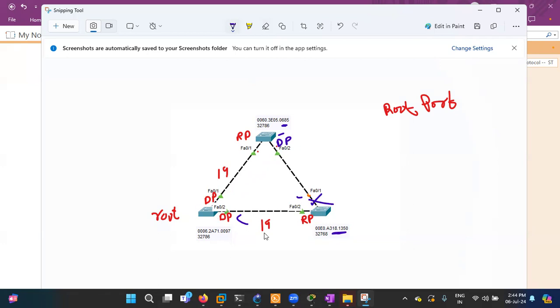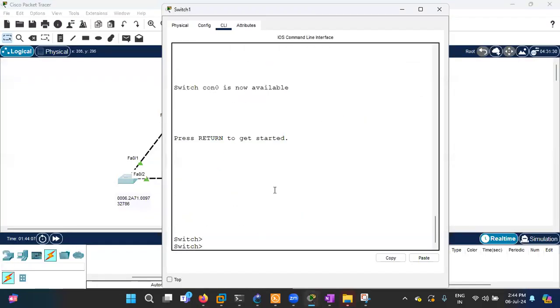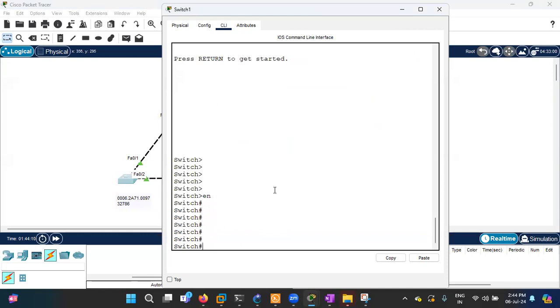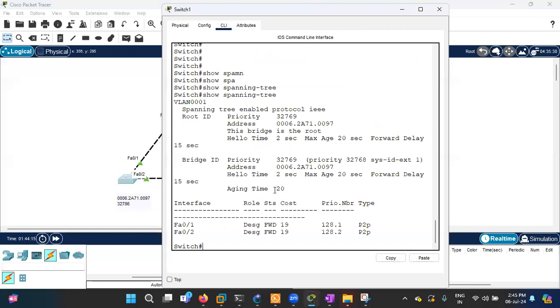Start with the root switch. Log in to the root switch. This is the root switch. Enable. So, show spanning-tree. Enter. See both the ports are designated ports, right? State, cost I explained, priority I explained. Designated port, right? Any confusion here? And this switch is the root switch.